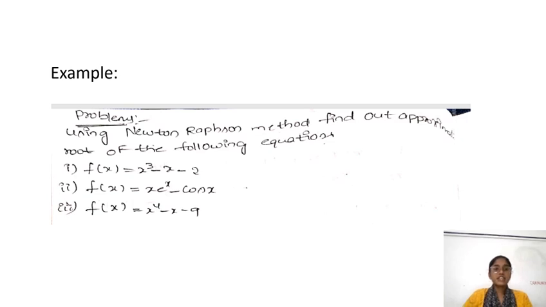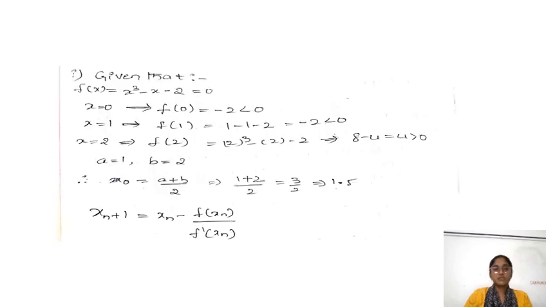Next, one example of the Newton-Raphson method. Using the Newton-Raphson method, find out the approximate roots of the following equation. First, f of x is equal to x cube minus x minus 2, given that x cube minus x minus 2 is equal to 0.